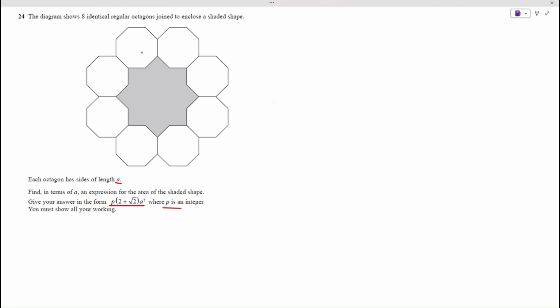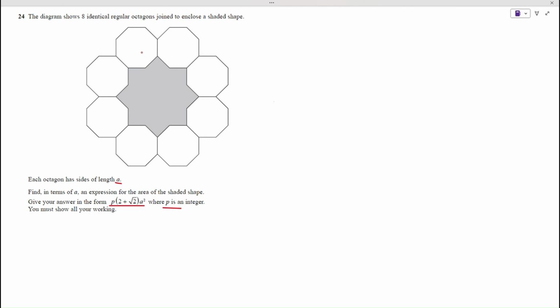So for this question, we know that our area is going to be given in terms of A, so we don't have to do anything big to find out what the value of A actually is. We only have to focus on finding P and giving it in the format that they've asked for, which is P times (2 plus root 2) times A squared. So that's the form that we want to get it in. We want to find our A squared, and we want to find a value of our coefficient of A squared that has the form of 2 plus root 2.